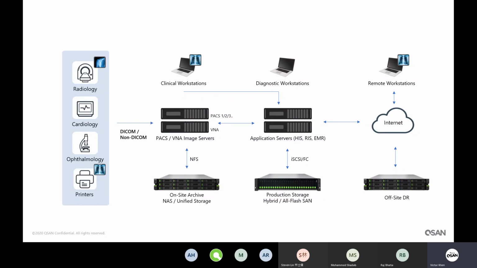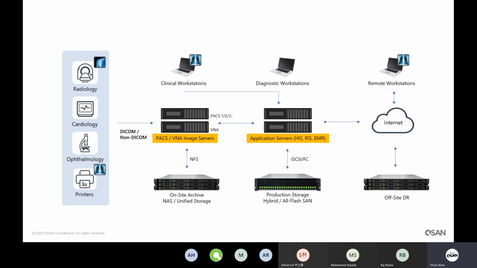And since most of our audience today are our resellers and channel partners, how do we find joint partners to run such solutions? So basically, it's very simple. QSAN very often works with the resellers of PACS or VNA image servers, or also solution providers who resell HIS, RIS, or EMR. This way, we can easily go together and sell joint solutions.